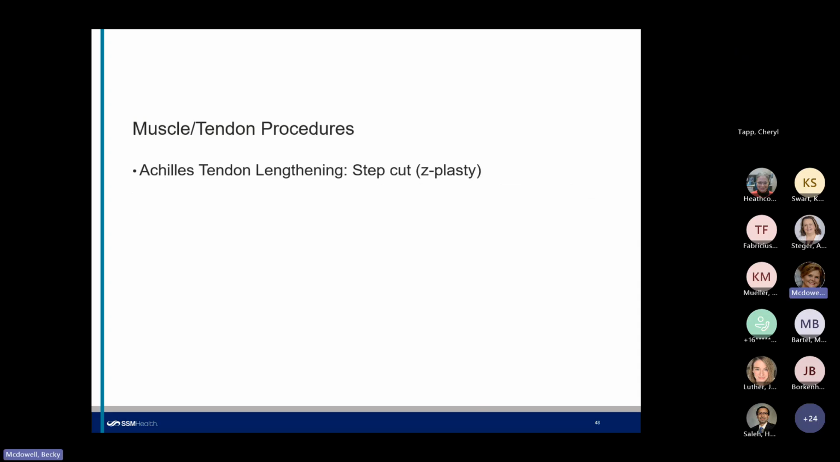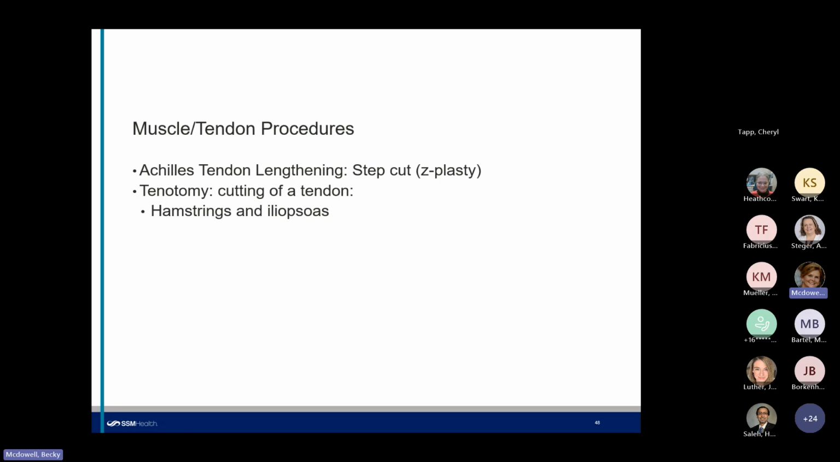So some of the surgical things you can do: Achilles tendon lengthening, which is usually a Z-plasty. You kind of make 2 cuts in the Achilles tendon at opposite sides at different levels, and it allows you to stretch the Achilles tendon further. I'm simplifying that a lot, I'm sure.